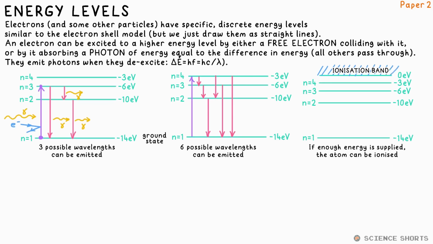If the incoming or incident free electron or photon has enough energy, however, the electron can reach the ionization level, which then means it's able to leave the atom, leaving behind a positively charged ion. The energy levels can be given in joules or electron volts. 1 electron volt is equal to 1.6 times 10 to the minus 19 joules, which should look familiar as it's the same as the charge of an electron.